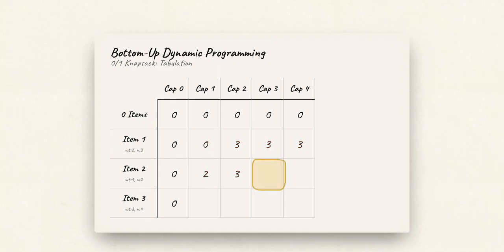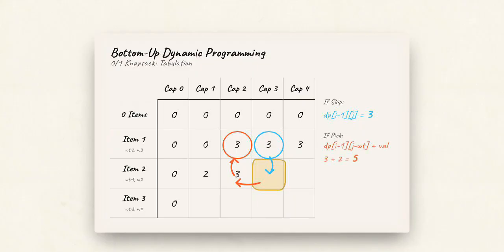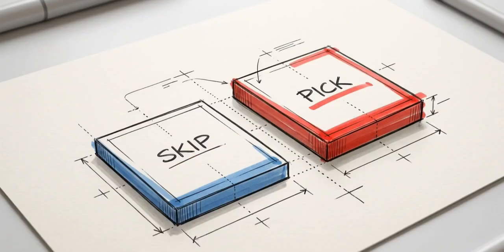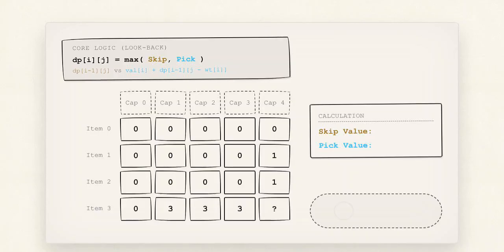For the remaining cells, we evaluate our 2 choices. If we skip the current item, the math is simple. We pull down the optimal value calculated for the previous item at this exact capacity. If we pick the item, we subtract its weight to find our leftover capacity. We follow the grid left to that remaining space, look up one row to grab the best value previously achieved there, and add our current item's value. The final value stored in every single cell is just a competition between those 2 results. We calculate both the skip and the pick, and we simply keep whichever number is larger.